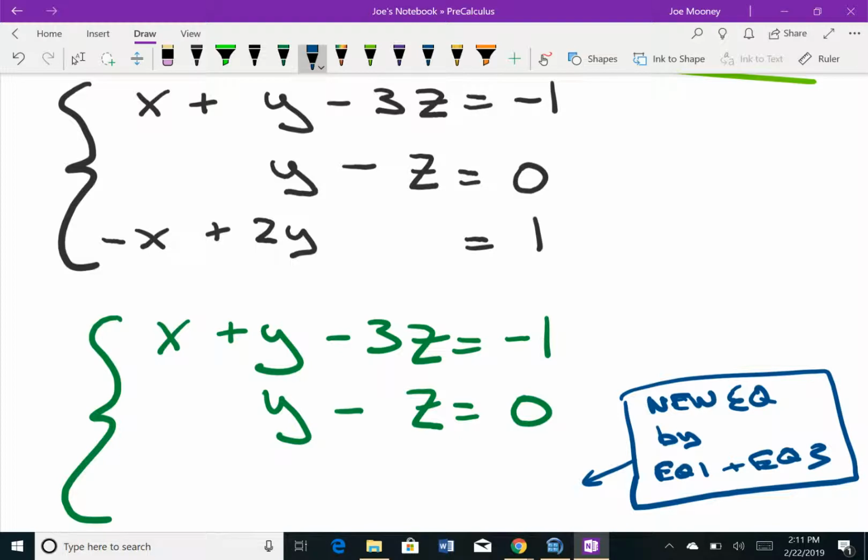I just want you to repeat back to me to make sure we're okay. So I'm going to just add row 1 to row 3. I'm going to add x to negative x. What does that give me? 0. I'm going to add y to 2y, 3y. And then I'm going to add negative 3z to nothing. Okay, and then I'm adding negative 1 to 1, 0.